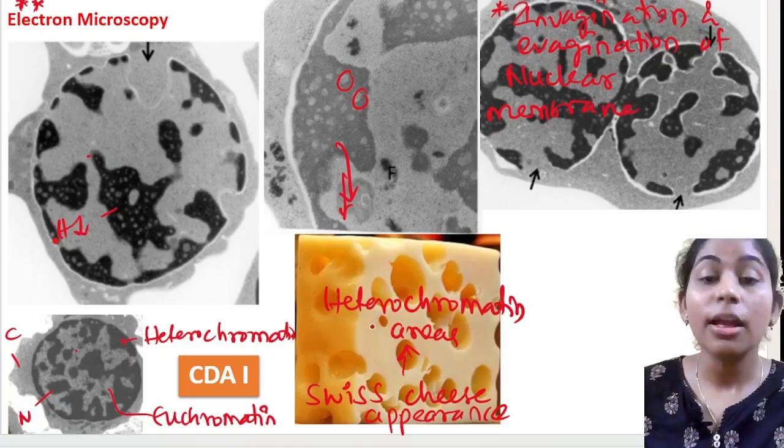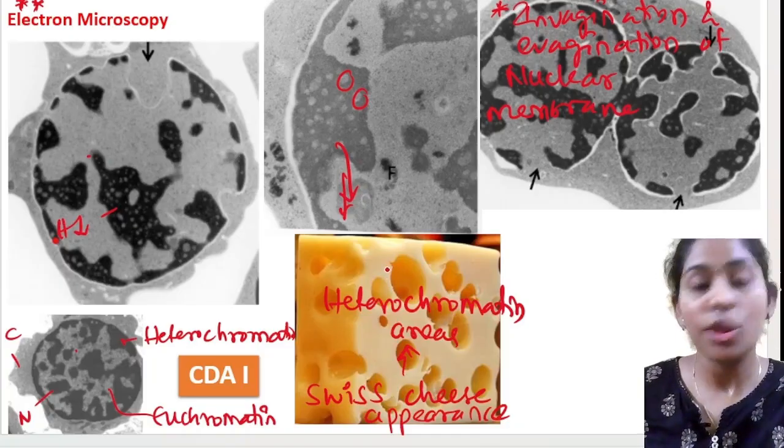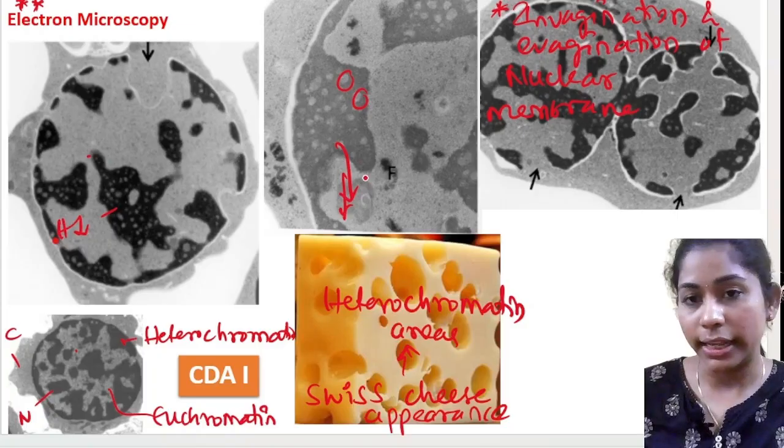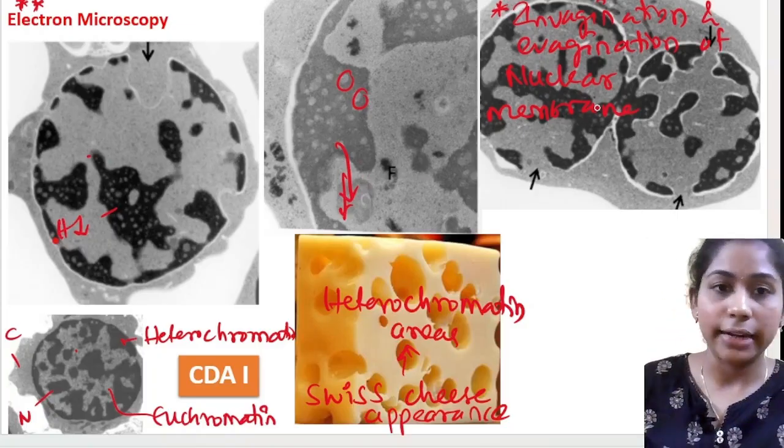So the Swiss cheese appearance is of which component of the nucleus? Heterochromatin, showing the Swiss cheese appearance in the heterochromatin areas. Then there is the invagination and evagination of the nuclear membrane. These are the two characteristic findings.